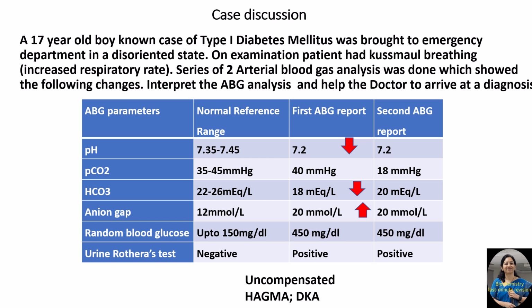Now consider the second ABG report. Here the partial pressure of carbon dioxide is decreased, which states that the patient is going for compensation, because for metabolic acidosis, the compensatory variable is partial pressure of carbon dioxide, and in metabolic acidosis, bicarbonate is decreased and compensation involves decreasing the partial pressure of carbon dioxide. Bicarbonate is also decreased. Now this is a case of compensated high anion gap metabolic acidosis, the cause being the same, diabetic ketoacidosis.